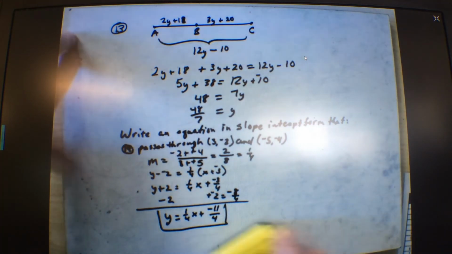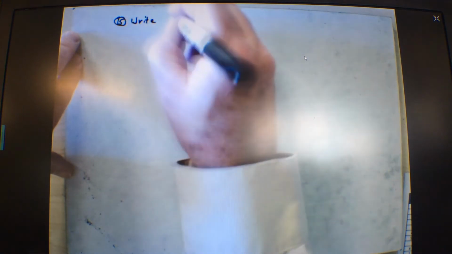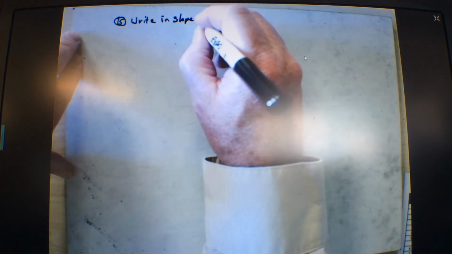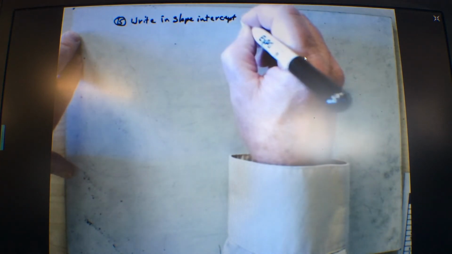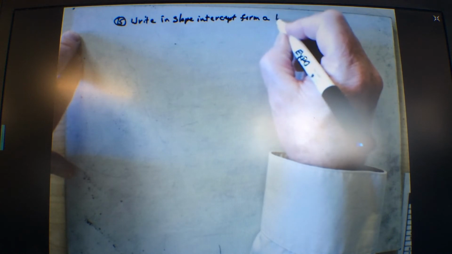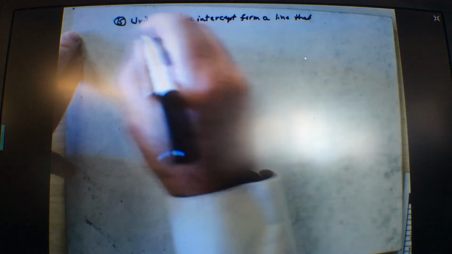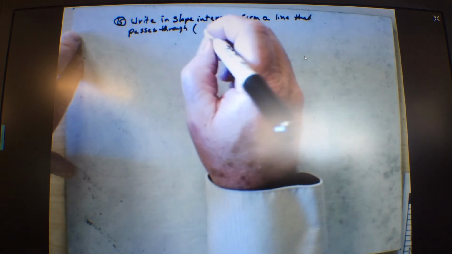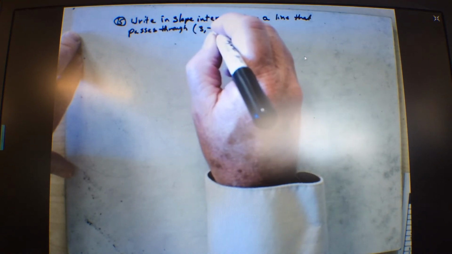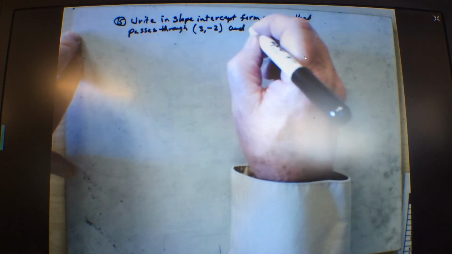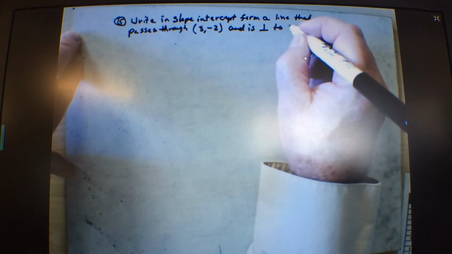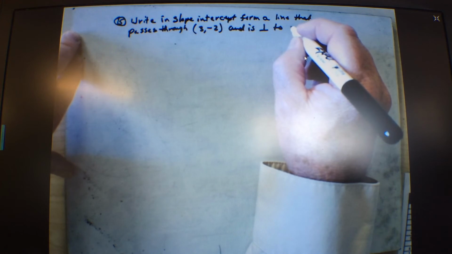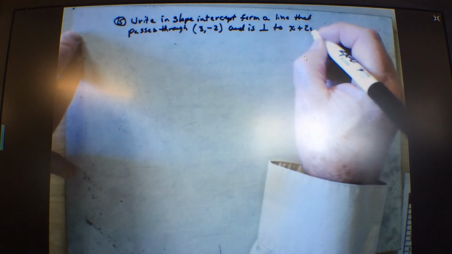Correct? Okay, so what number am I on? 15. Write, in slope-intercept form, a line that passes through (3, -2) and is perpendicular to x + 2y = 6.